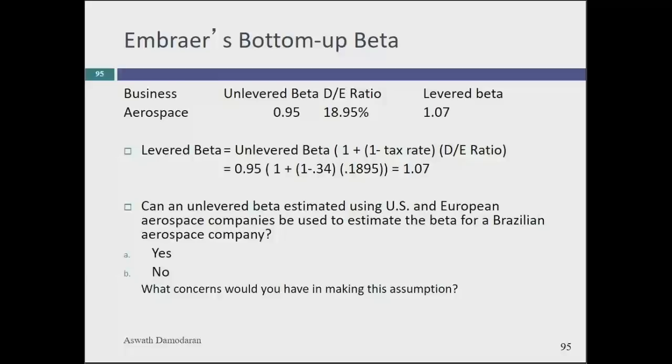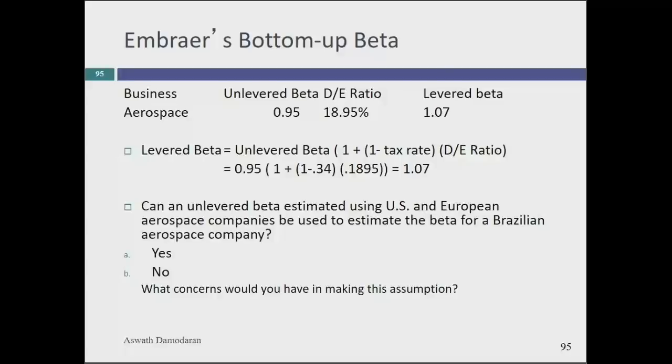Who does Embraer sell its aircraft to? United and Swiss Air. Who does Boeing sell its aircraft to? United and Swiss Air. This is a global business. I'm going to look at aerospace companies listed globally, and that's where I got my unlevered beta. It was an unlevered beta for publicly traded aerospace companies. So you had Bombardier, you had Boeing, you had EADS, basically all the companies out there.